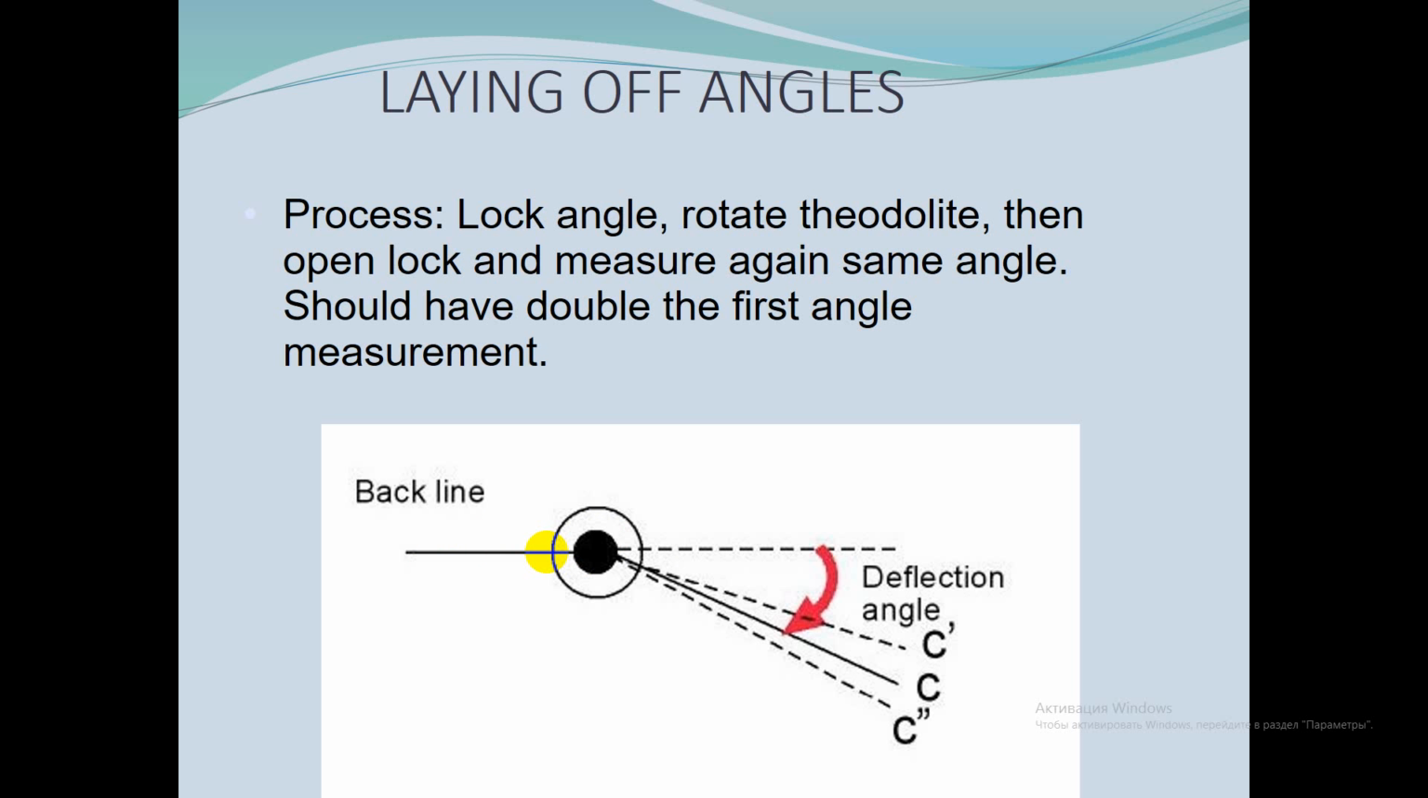Next, the surveyor transits the telescope, turns off the required deflection angle, and sets a point on line. So the deflection angle is turned and a point is set at C1.